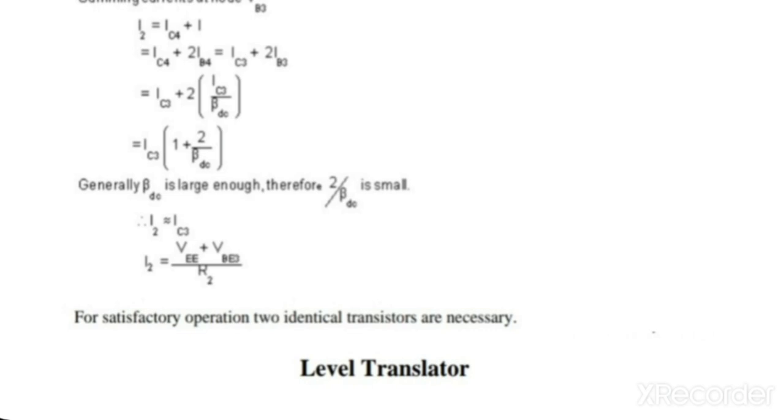We know that beta DC is generally very large. Therefore, 2 upon beta DC is very small and hence I2 can be written as I2 is equal to IC3.